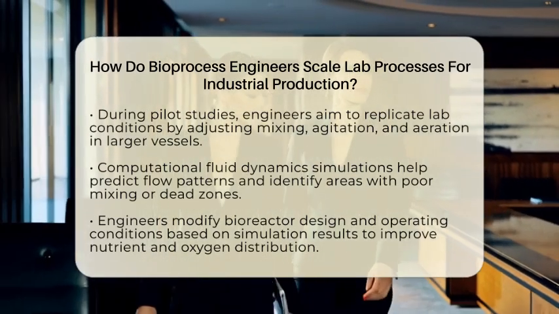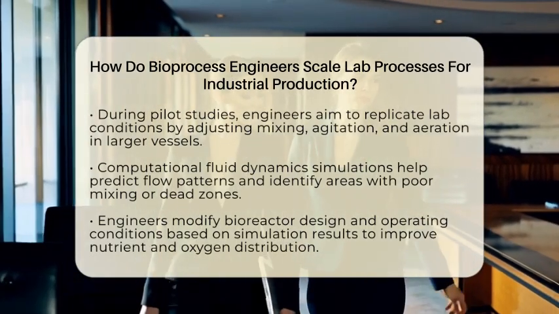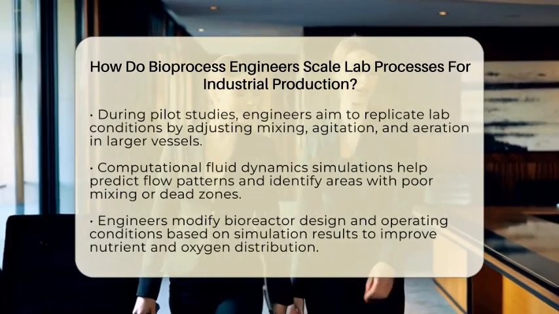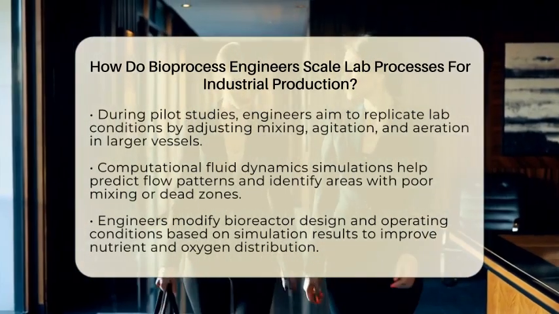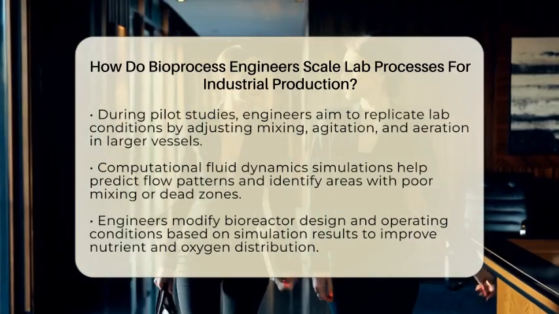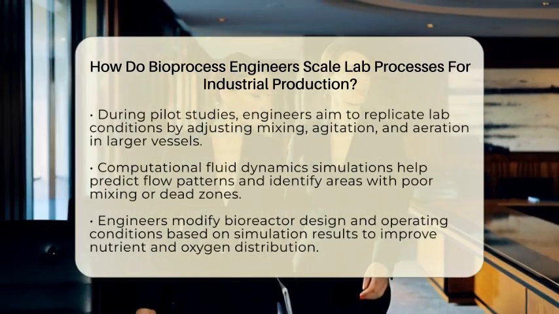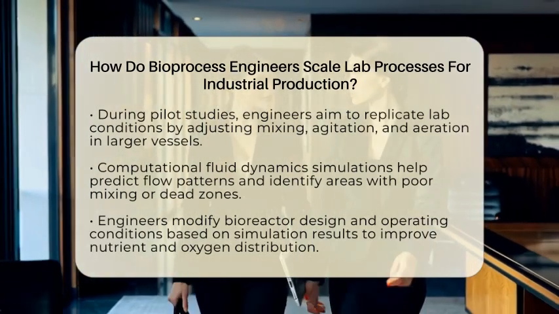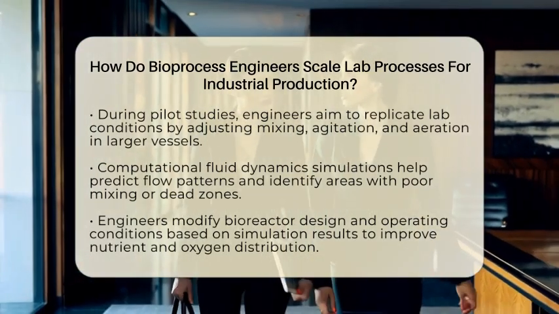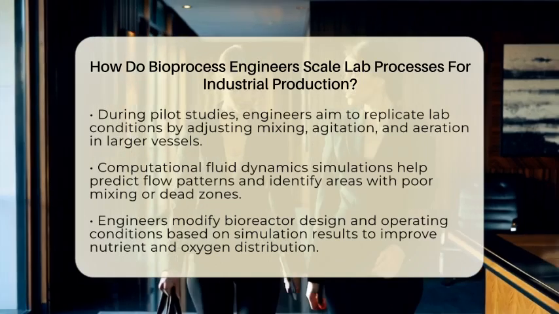Scaling up begins with the use of pilot-scale bioreactors, which are larger than laboratory equipment but smaller than full production units. These intermediate vessels help engineers observe how the process behaves when volume increases. During this phase, they focus on maintaining similar conditions to those in the laboratory, such as mixing patterns and oxygen transfer efficiencies. Adjustments are made to impeller designs, agitation speeds, and aeration rates to replicate the small-scale environment as closely as possible.